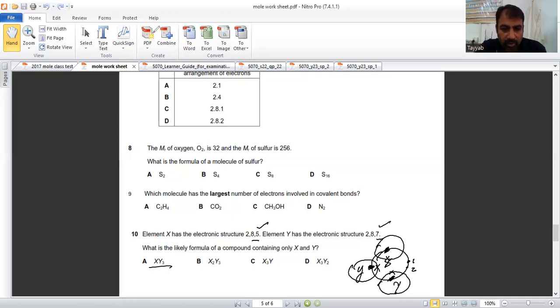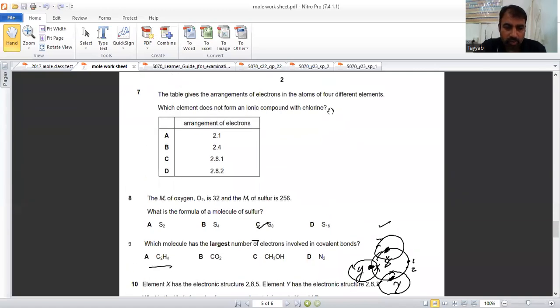This question is also helpful for you. The table gives the arrangement of the electrons in the atoms of 4 different elements. Which element does not form an ionic compound with chlorine? So what could it be? 1 electron, metal, forms an ionic compound. 1 electron, again it is a metal. 2 electrons, again it is a metal. So this is 4. It could not be a metal, so it will not form an ionic compound with chlorine. Chlorine is a non-metal. When it reacts with metals, it will form an ionic compound. Hope you are clear with it.